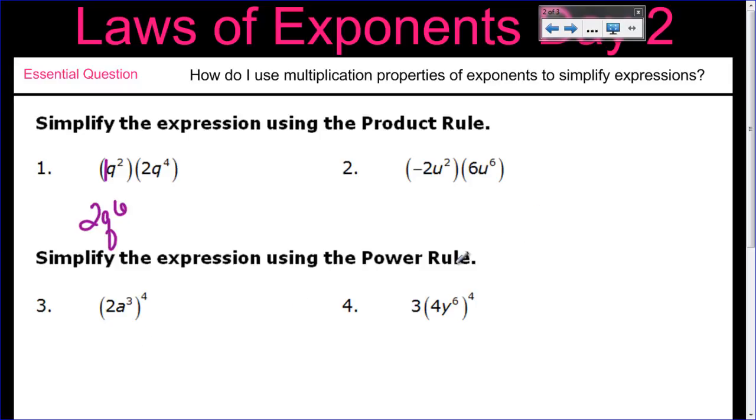So pause just a second, try number 2, and then come back and check it. So you'd multiply coefficients. Negative 2 times 6 becomes negative 12. And then your base is a u. Add your exponents. 2 plus 6 makes 8.